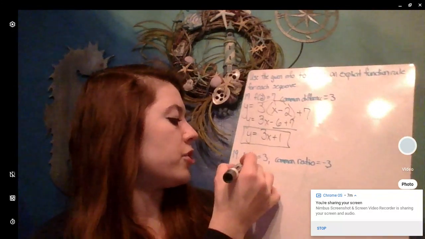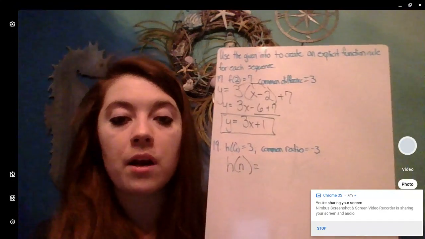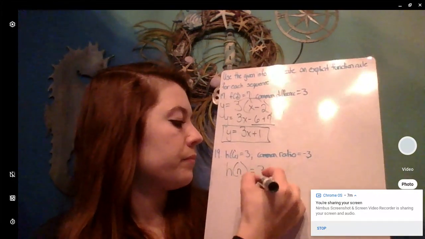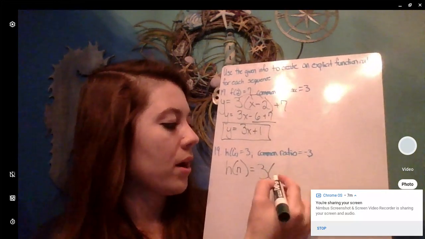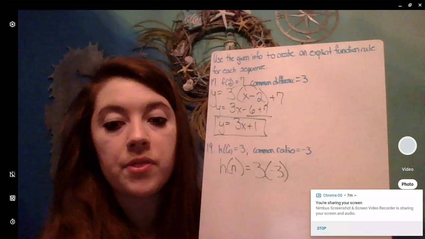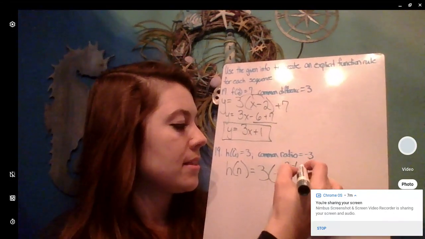So remember, with geometric sequences, we always start with the first number given to us. So that's the 3. And then what goes in the parentheses is our common ratio. So in this case, the -1/3. And then we take it to the power of n minus 6.